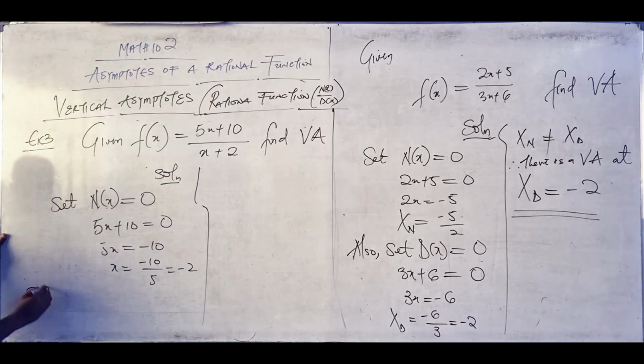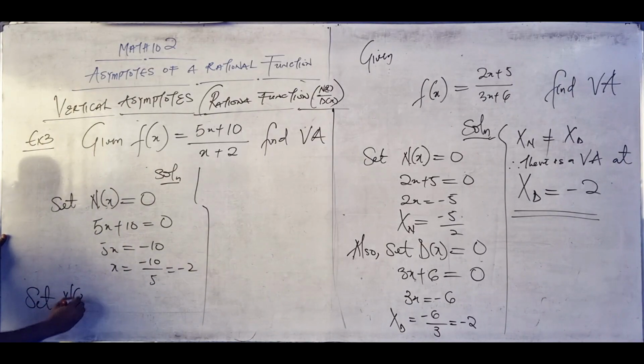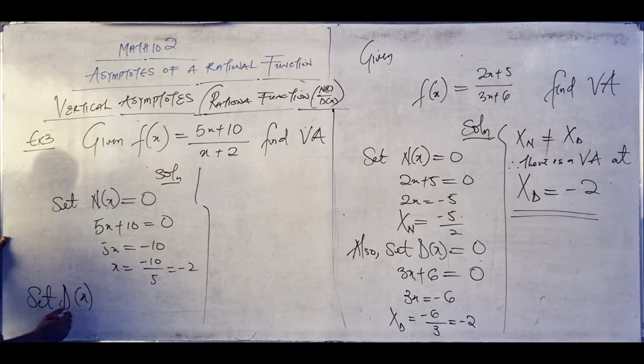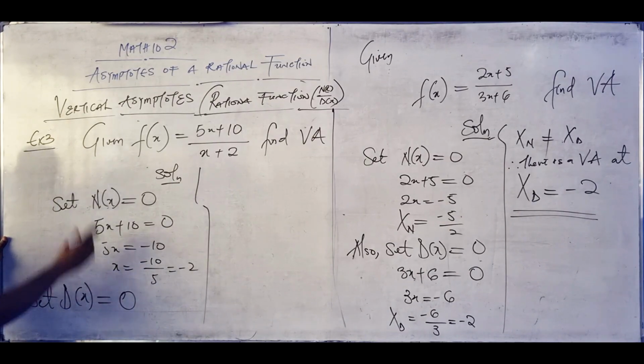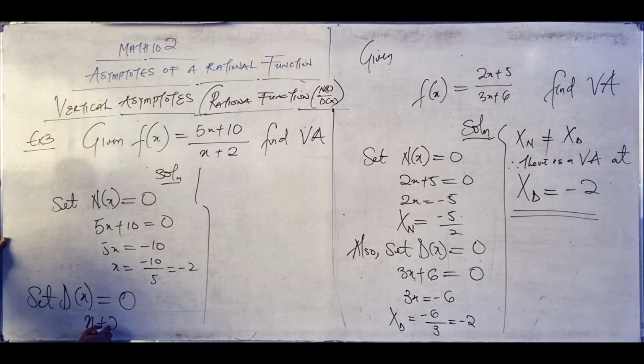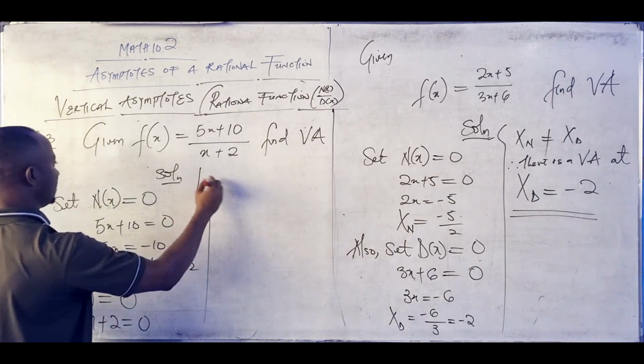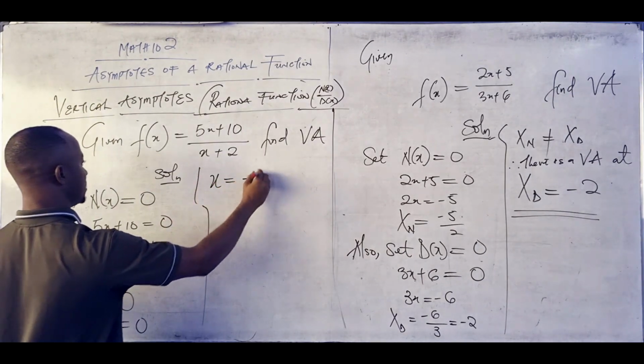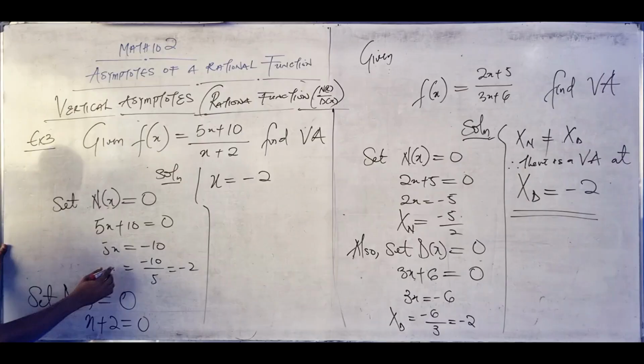We also have to set what now? The denominator, D of x. I'm always missing this. D of x equals to what? 0. What's the D of x? x plus 2 equals to 0. So what do we have here? We have x equals to what? Minus 2.